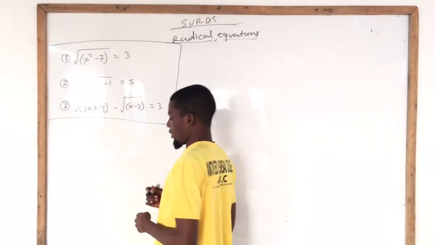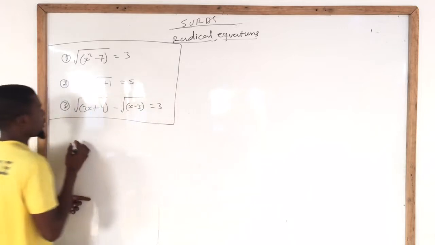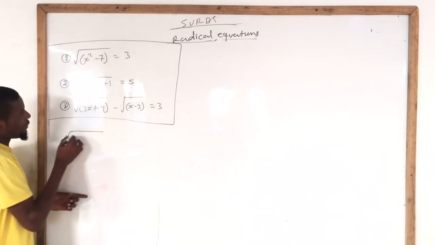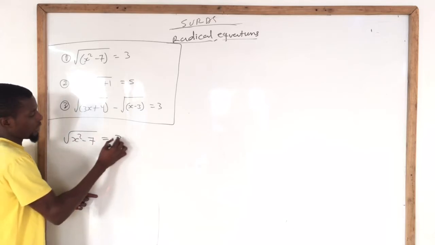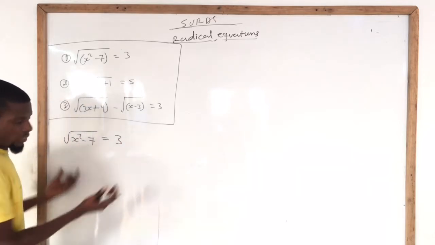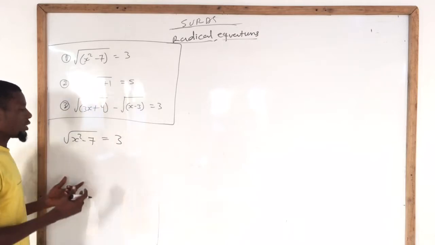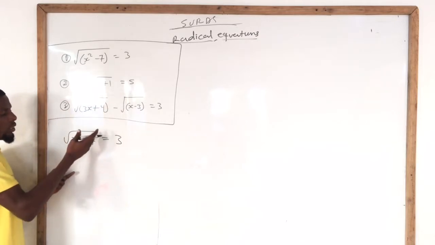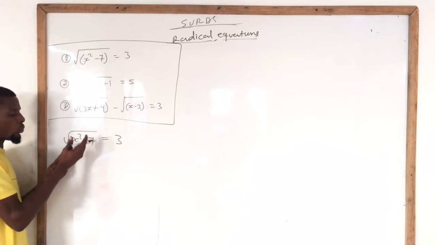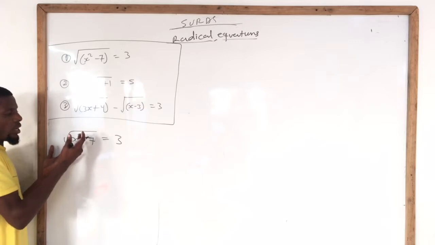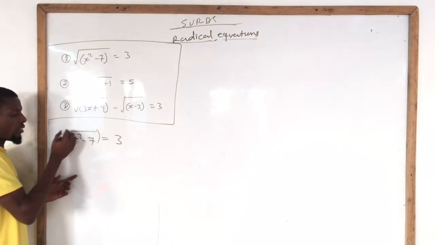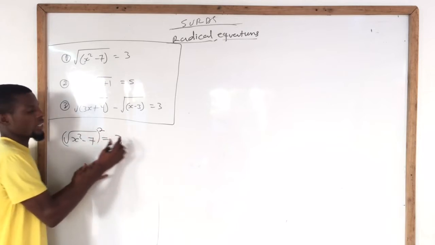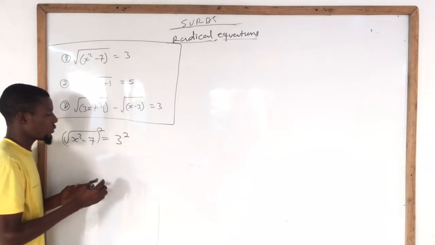The first question says we are finding the root of x squared minus 7 equals 3. That's very simple. In a normal equation, if we have a square root and whatever we are finding is in the square root, we eliminate the square root. And we eliminate the square root with what? A square. So I have to square this side, and once I square here, I have to also square this side of the equal to sign.